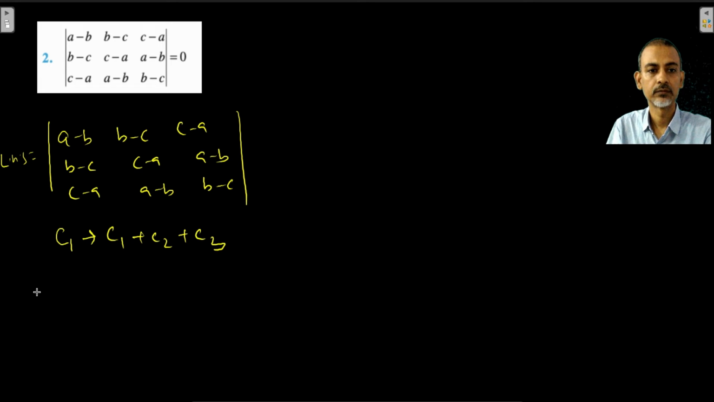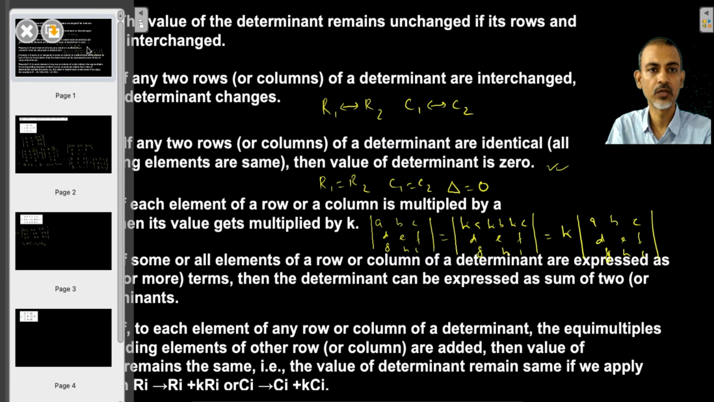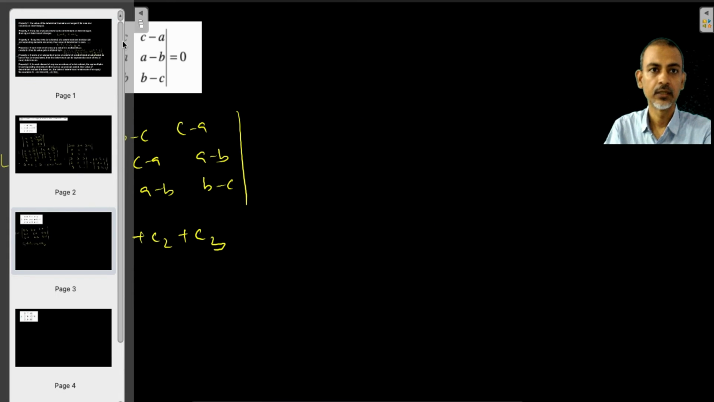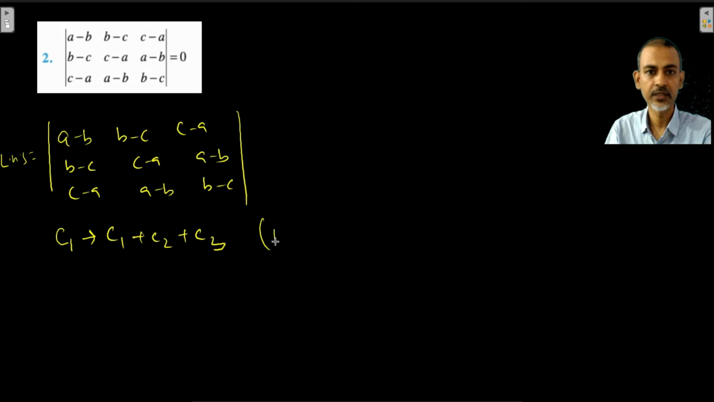And so what I've done is I've made use of property 6, which says in words that if to each element of any row or column of a determinant, the equi-multiples of corresponding elements of other rows or columns are added, then the value of the determinant remains unchanged, right? So this property I am going to make use of, though it is talking about only one particular column, but we can actually extend this argument and then do this one, right? So this is my property 6. I'm just writing it so that you can revisit your property.